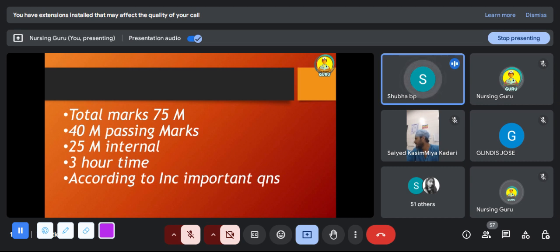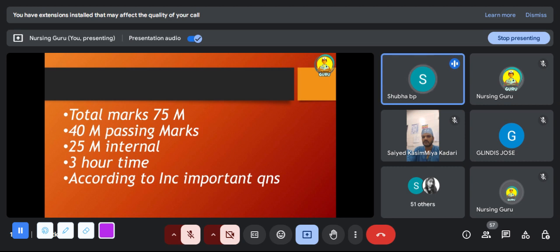And coming to the question paper pattern. So now I will discuss the syllabus. In your syllabus there are 12 units. So one by one I will discuss. Now I am going to discuss the question paper pattern.